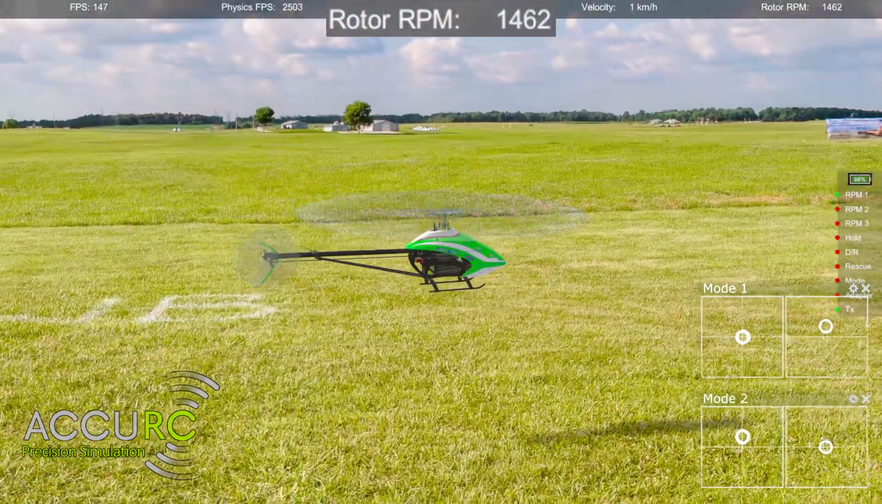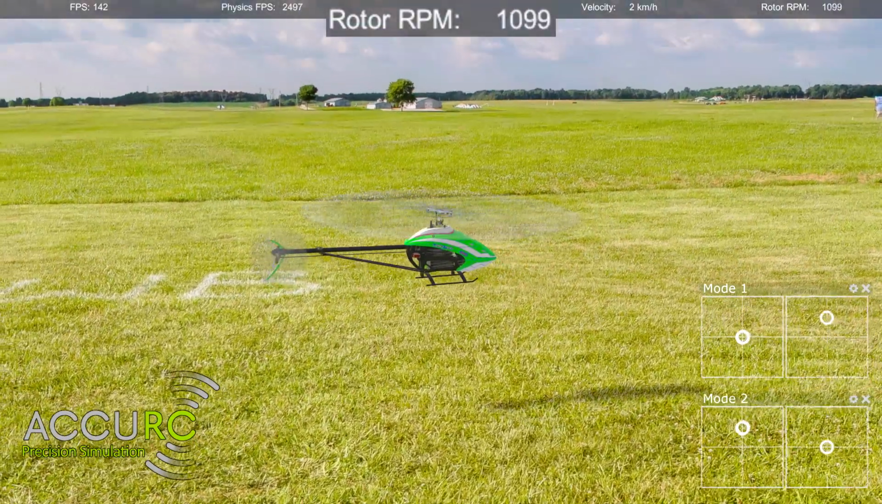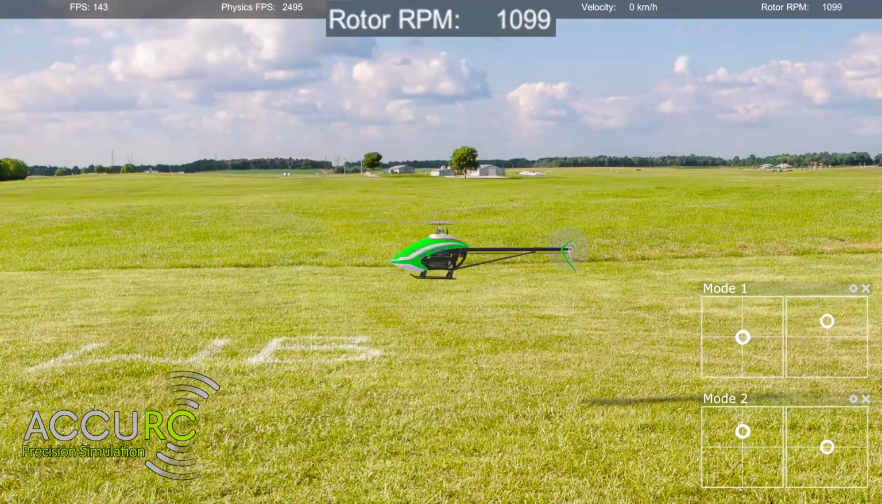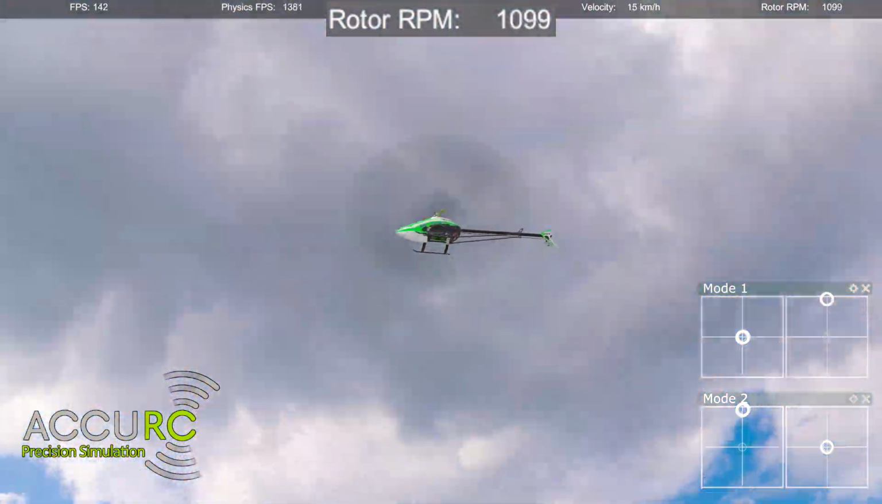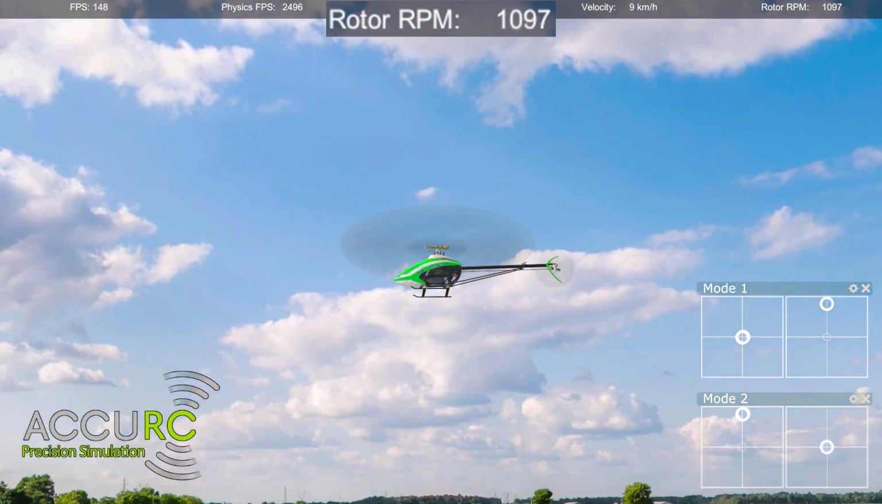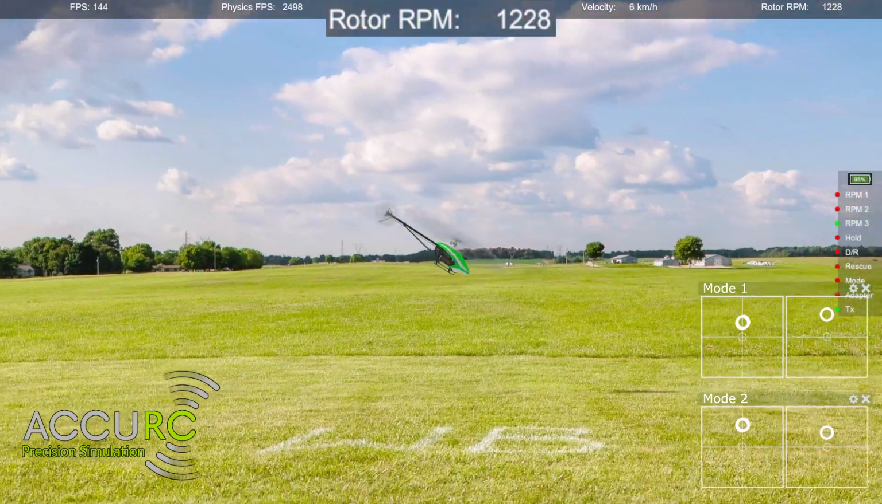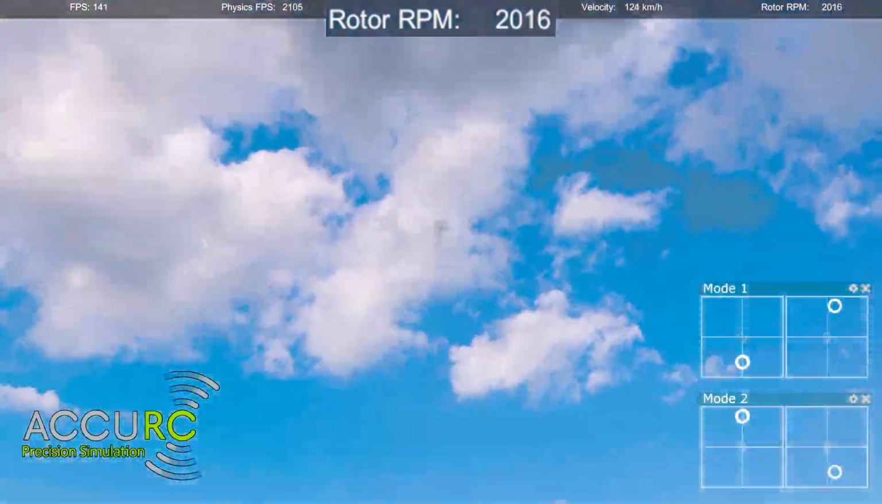You want to have an RPM set that is low enough for you to be able to overrun it in autorotation, but high enough for you to hover. For example, I'm doing 1100 on this low to 700. It gives me some margin to climb, but not much. And I can easily autorotate over that. So let's do our first autorotation.